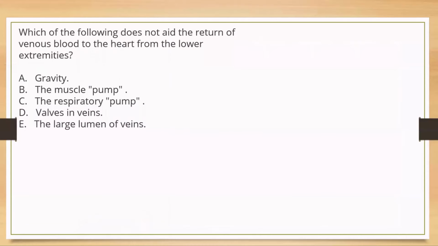Which of the following does not aid the return of venous blood to the heart from the lower extremities? Very beautiful question. So, how does blood get into the heart? Basically, that is what you need to know. There are a lot of mechanisms involved, so we'll go through them one after the other.